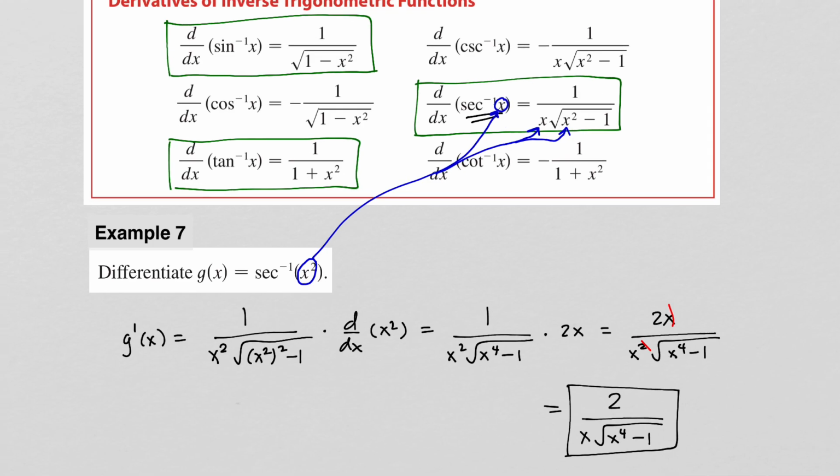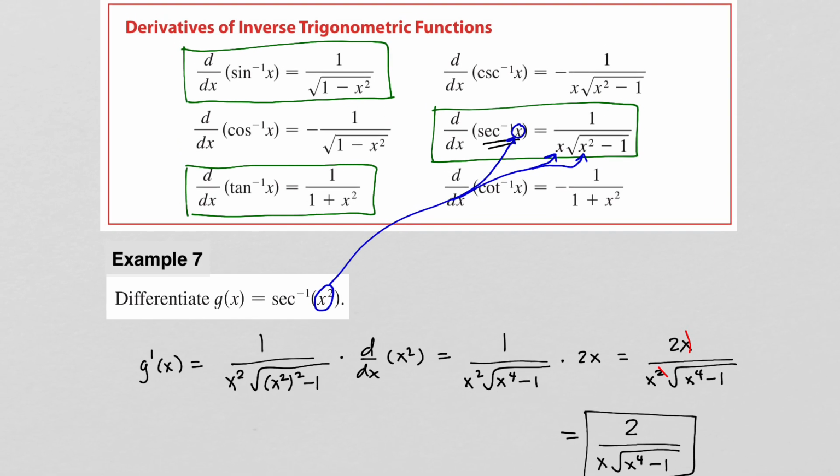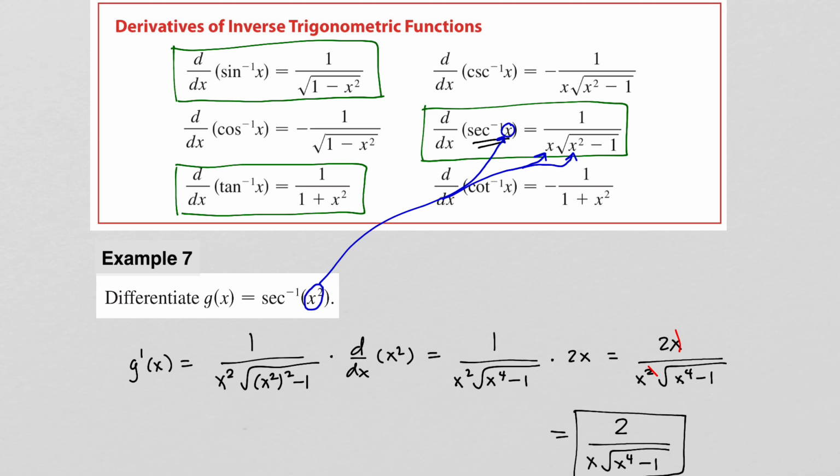So derivatives of inverse trigonometric functions work like derivatives of everything else in that if you have a function inside of your inverse trig function besides just plain old x, you have to make sure that you multiply by the derivative of that inside function. So it's just the chain rule once again.